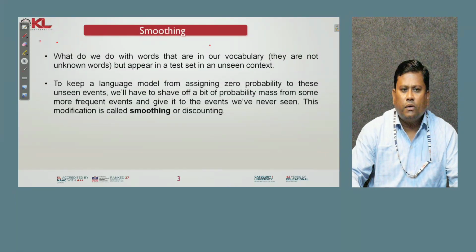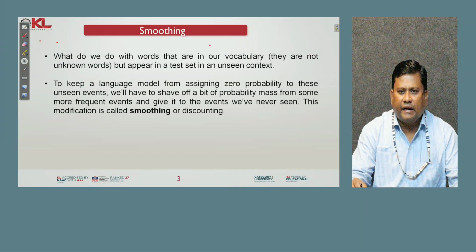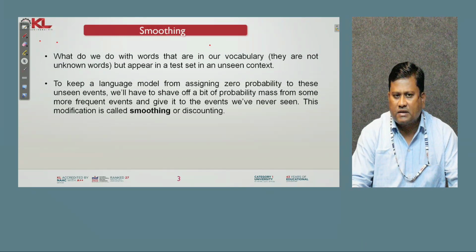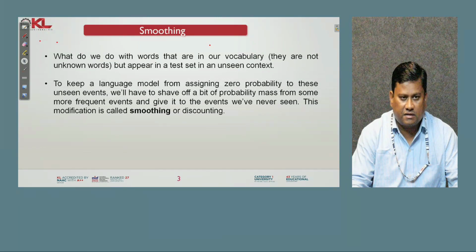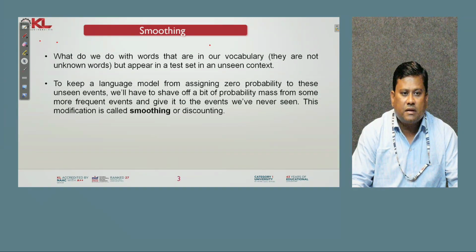And what do we do with words that are in our vocabulary? They are not unknown words, but they appear in a test set in an unseen context. To keep a language model from assigning zero probability to these unseen events, we have to shave off a bit of probability mass from some more frequent events and give it to the events we have never seen. This modification is called smoothing or discounting.